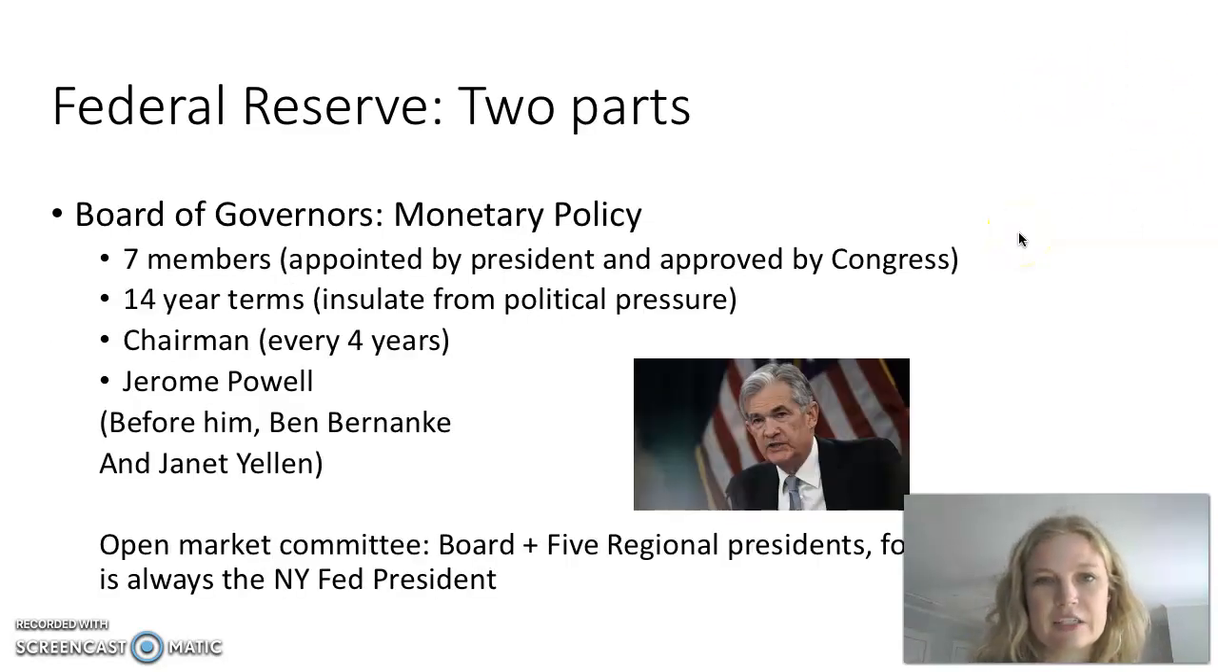So the monetary policy part is made up of the Board of Governors. This is 7 members that are appointed by the President and approved by Congress. They are appointed to 14-year terms intended to insulate them from political pressure. I say it all the time, the Federal Reserve is not political. It should never be political. The Fed does the very unpopular job of raising interest rates to combat inflation. I don't want to be voting on these people, right?